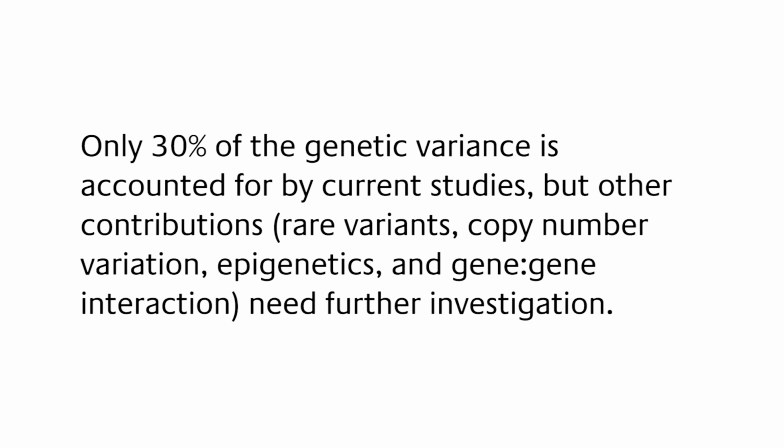But overall, we only know about 30% of the overall risk because there are other genetic techniques that we have to look at: looking at how the genes interact with each other, looking at rare variants of genes, and sometimes the gene can be promiscuous and copy itself, called copy number. All these need to be looked at further.